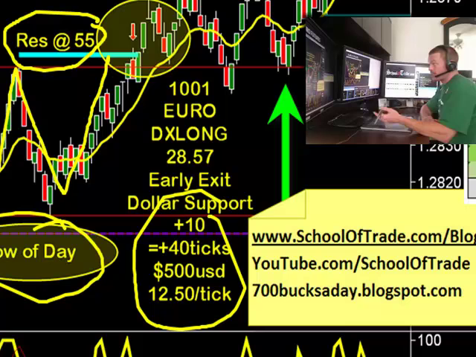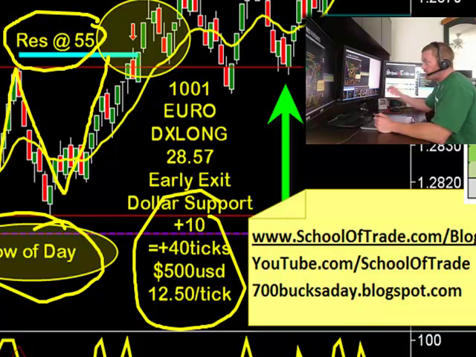And of course, 12.50 per tick, that's 500 USD here. So a very easy money trade here right now. 4 contracts, a 10-tick move, that's 40 ticks total, or 500 USD. So of course, a 1 contract account would have made you $100, a 5 contract account, which made you $500 here.